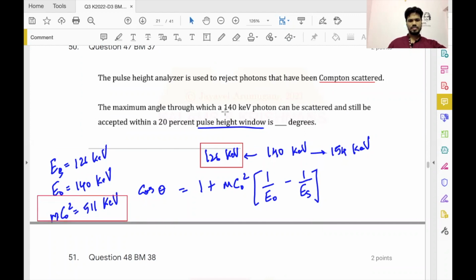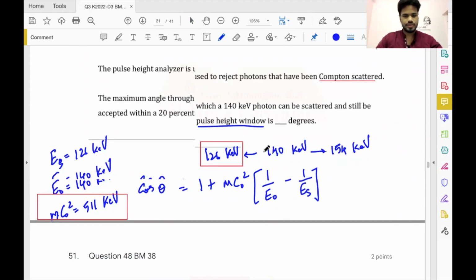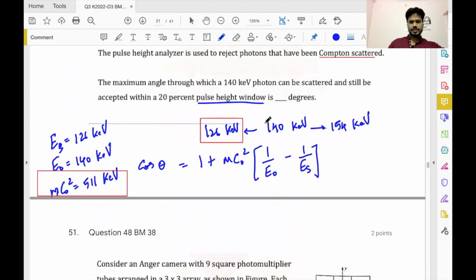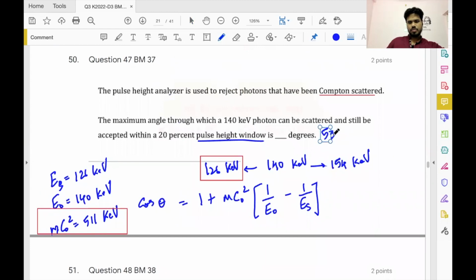If you have this, what is the angle theta that you get? Theta should be cos inverse of that. Quickly, what is the value here? Samsung's answer is 53.5. Any other answers? Okay, all of you are getting that, 53.5 degrees.